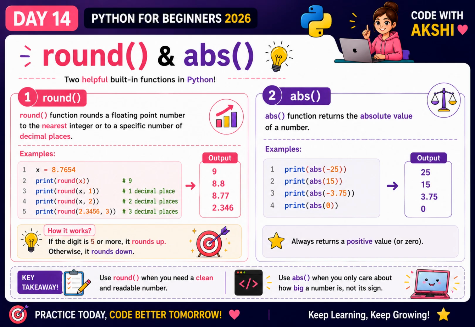Next is abs, which returns the absolute value of a number. It simply removes the negative sign. So, abs of minus 25 becomes 25. Positive numbers remain unchanged. So, this function is useful whenever we only care about the distance or size of a value and not whether it is positive or negative.